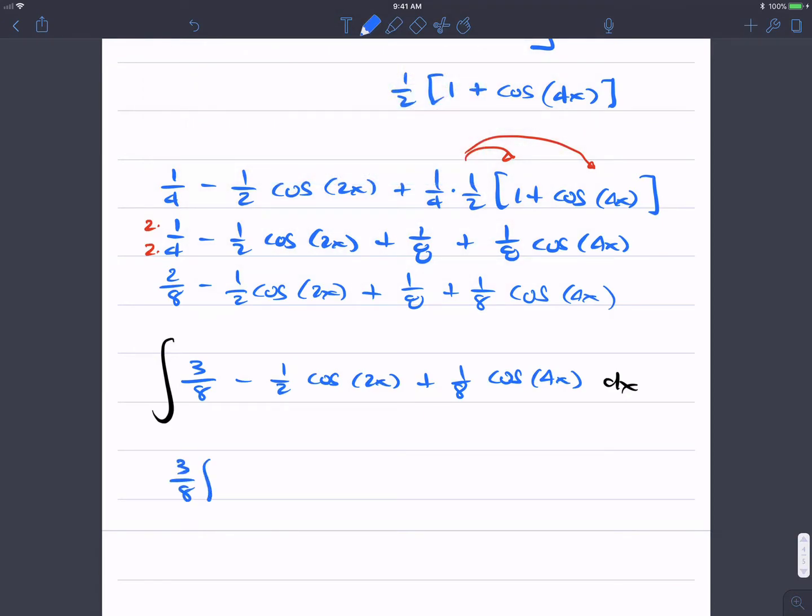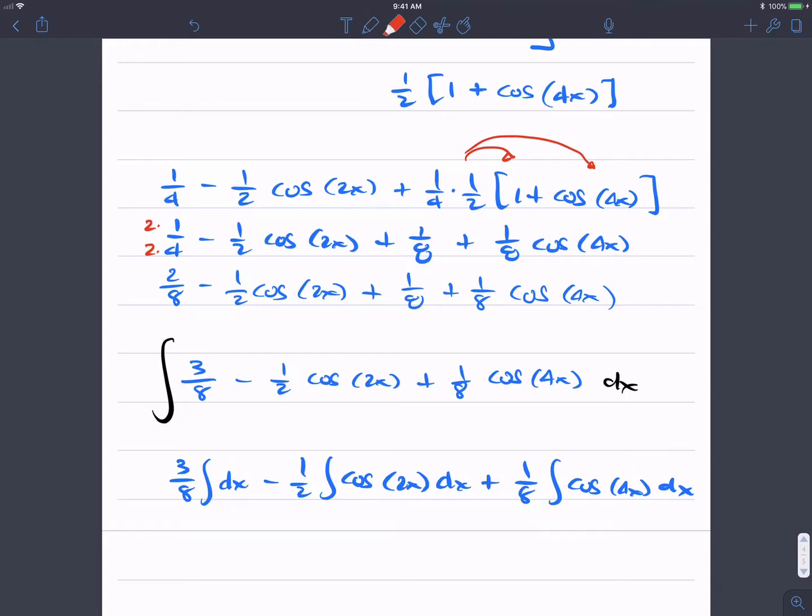3/8, we're going to integrate dx, minus 1/2 integral cosine 2x dx plus the integral of, oops, let's go back, 1/8. Let's be consistent with those properties. Integral cosine 4x dx.